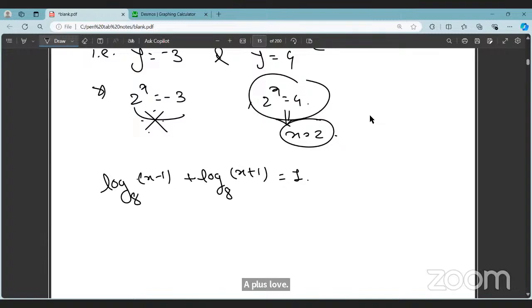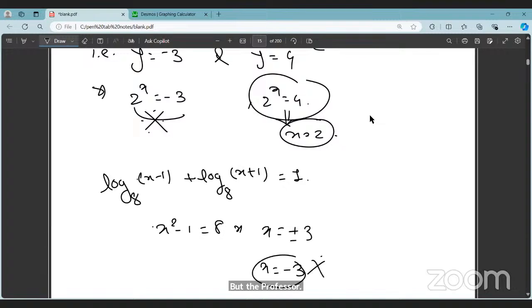Finally, we are landing at x square is equal to 9. Correct, ma'am? What you are getting, x square minus 1 is equal to 8, so we are landing at x is equal to plus or minus 3. But the professor says x is equal to only 3, and minus 3 is discarded because of the domain of the logarithm.